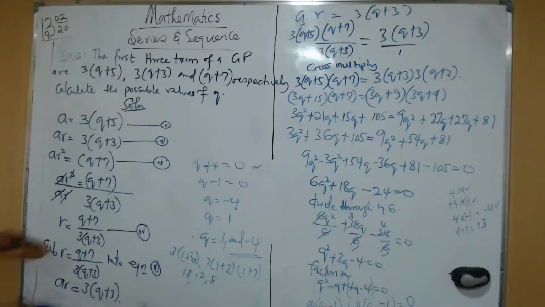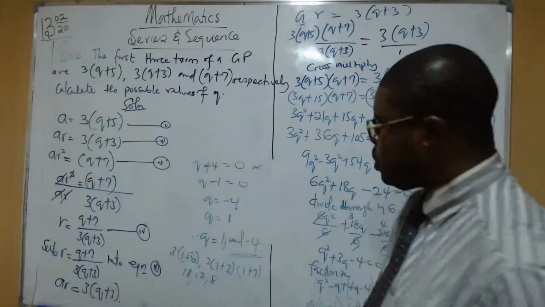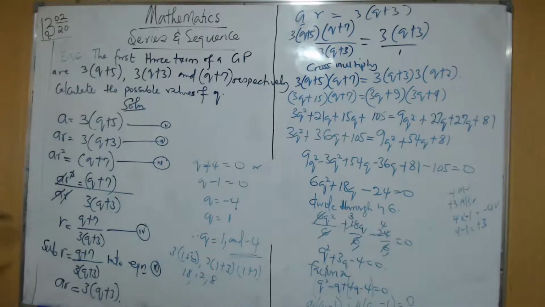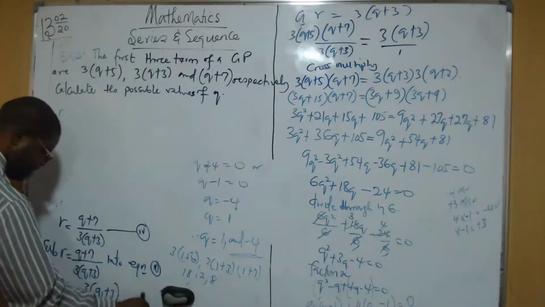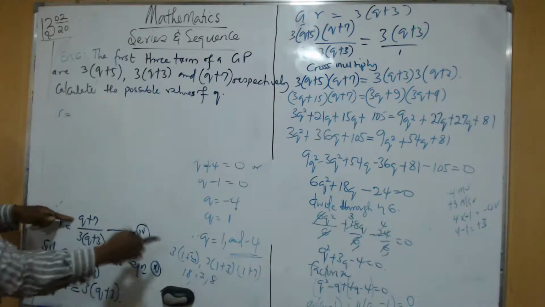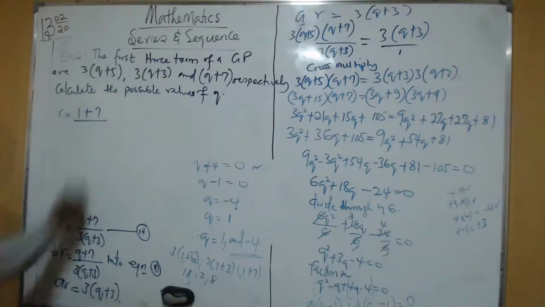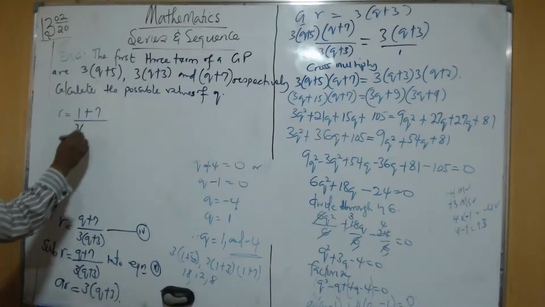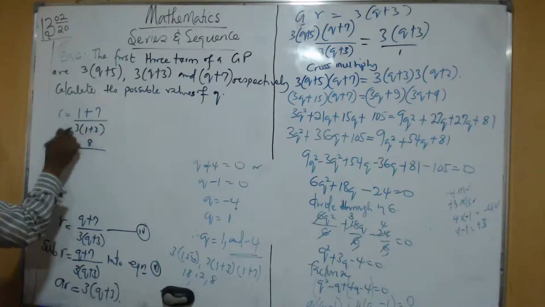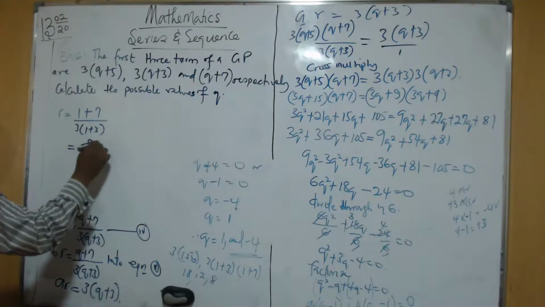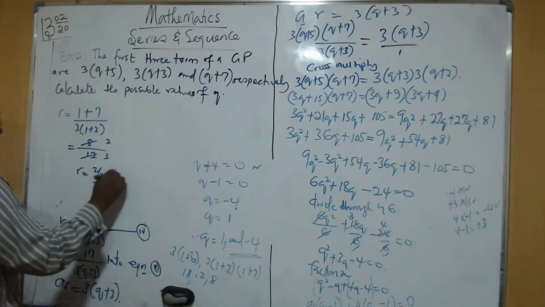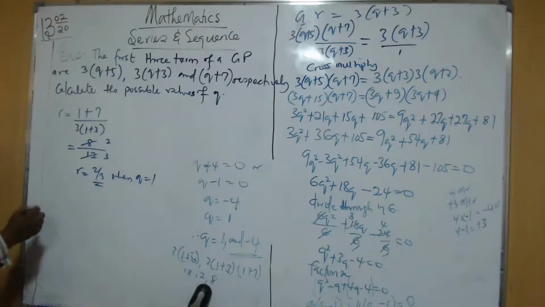Now, how do we calculate for R? In case the question says calculate the value for R, our R is equal to Q plus 7 divided by 3 into bracket Q plus 3. So when Q is 1, this will give us 8 over 4 times 3, which is 12. So 4 here, we have 2, 4 here, we have 3. So our common ratio is 2 over 3.